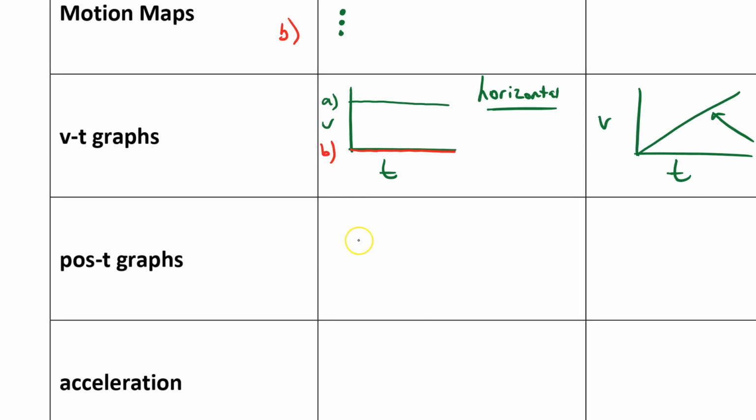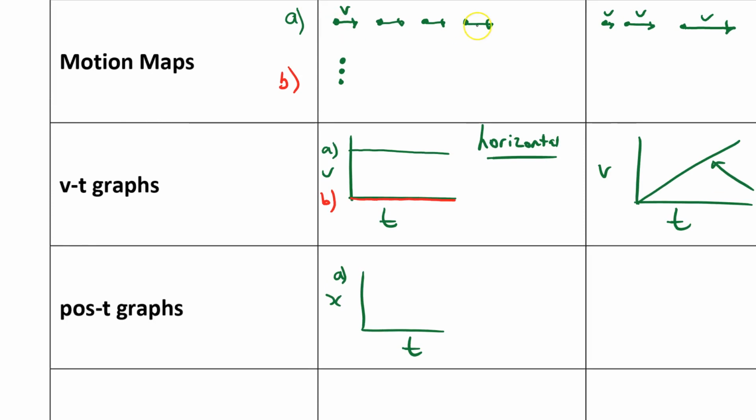Our position-time graphs. If it's horizontal motion, I often put an X for my horizontal position. So what would that look like? Well, for A, an object moving to the right at a constant velocity, it doesn't have to start at the origin. Maybe I'll have it start someplace else, but it's a straight line that looks like this. For B, I'll do it in red. That one was the object that was not changing its position, so wherever it started, that's where it continued. So that would be an example.